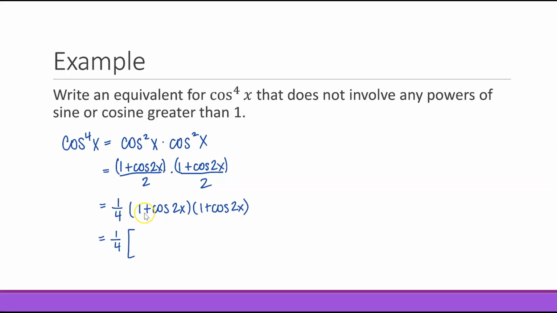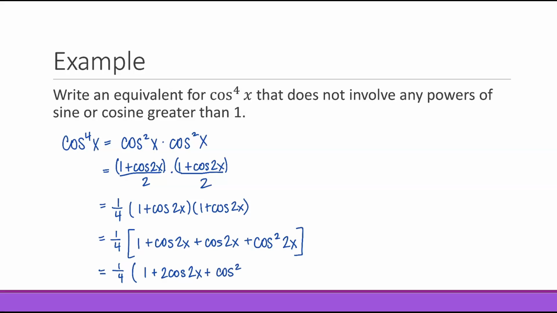I'm going to distribute all this. So 1 times 1 is 1. Outer is plus cosine 2x. Inner is plus cosine 2x. But then last, cosine 2x times cosine 2x is cosine squared of 2x. There's 2 copies of cosine 2x, so now these combine together. So I'm going to have 1/4 times 1 plus 2 copies of cosine 2x plus cosine squared of 2x.